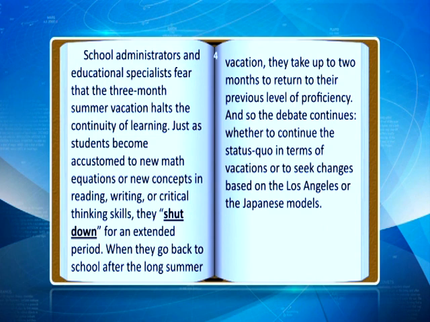halts the continuity of learning. Just as students become accustomed to new math equations and new concepts in reading, writing, or critical thinking skills, they shut down for an extended period when they go back to school after the long summer vacation. They take up to 2 months to return to their previous level of proficiency. And so the debate continues whether to continue the status quo in terms of vacations or to seek changes based on the Los Angeles or the Japanese models.